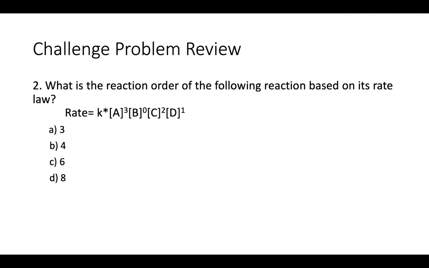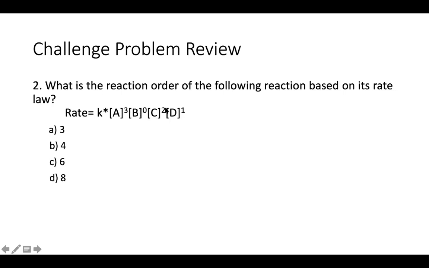So number 2 asks, what is the overall reaction order based on the rate law? Rate equals K, our constant, times reactant A, reactant B, reactant C, and reactant D. Remember the order of each individual reactant is its superscript. So reactant A is third order, because that's its superscript. Reactant B is 0 order, reactant C is second order, reactant D is first order. To find our overall reaction order, all you do is add up those superscripts.